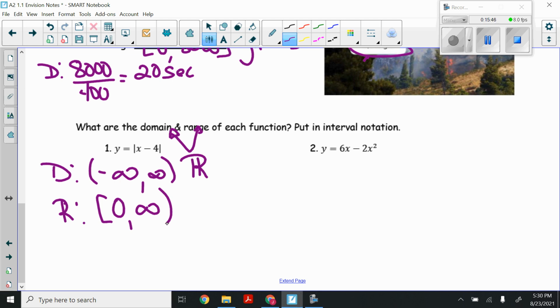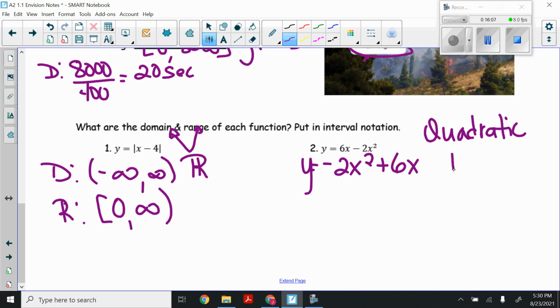All right, so now number 2, y equals 6x minus 2x squared. Notice this one is not written in standard form. So standard form means our highest exponent comes first. This is the same thing as saying y equals negative 2x squared plus 6x. X squared, this is telling me it's a quadratic, which means it's a parabola.